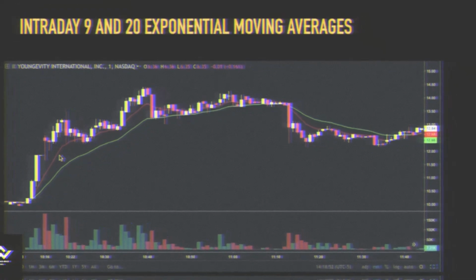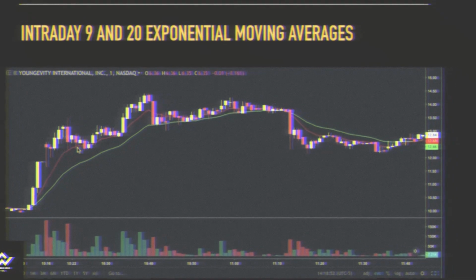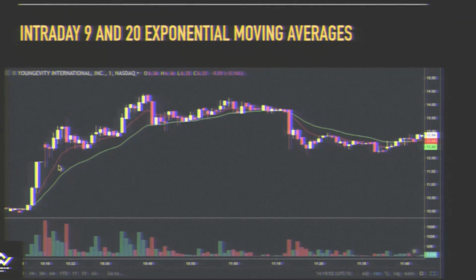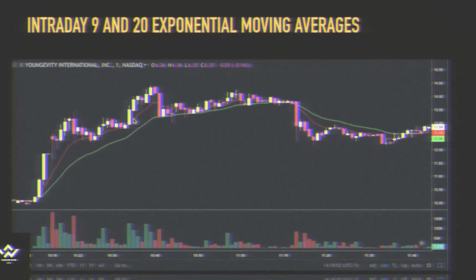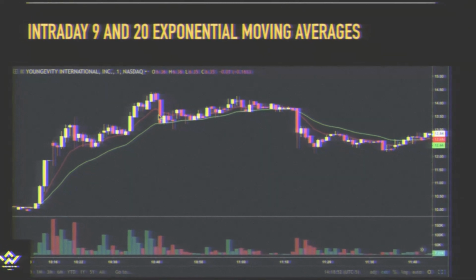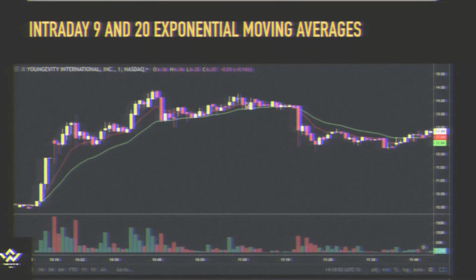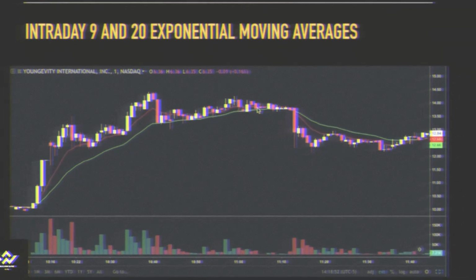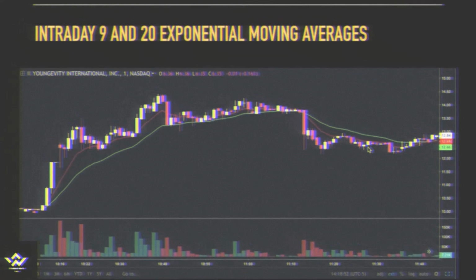The red line is the 9 EMA, and the green line is the 20 EMA. Notice how this stock rides the 9 EMA, bouncing off of it, holding the price up as support. But once it falls below the 9 EMA, it finds support at the 20. Since this stock is trading above its moving averages, it trends higher. But once it falls below the moving averages, it starts to trend lower.